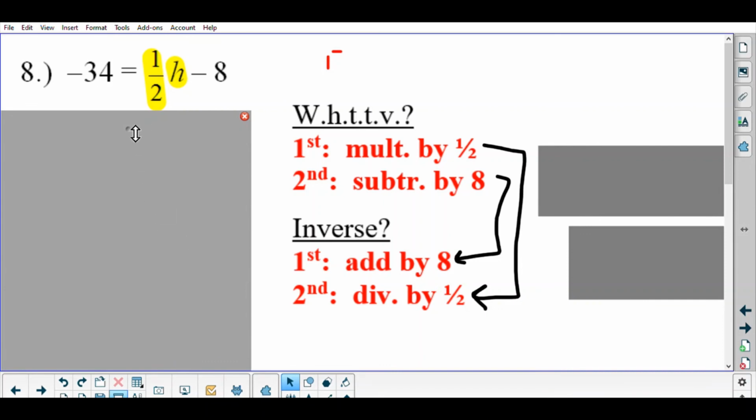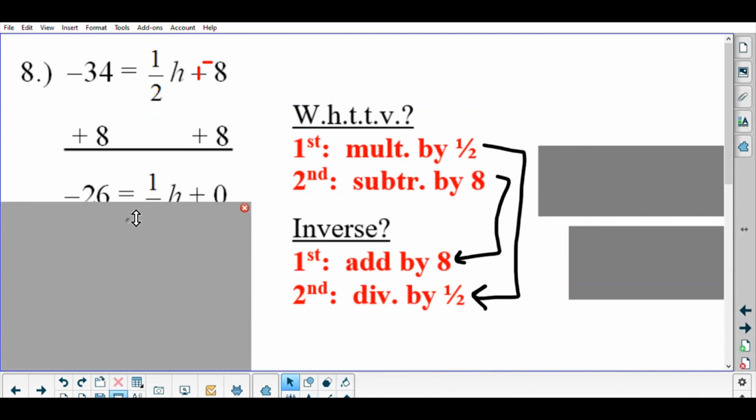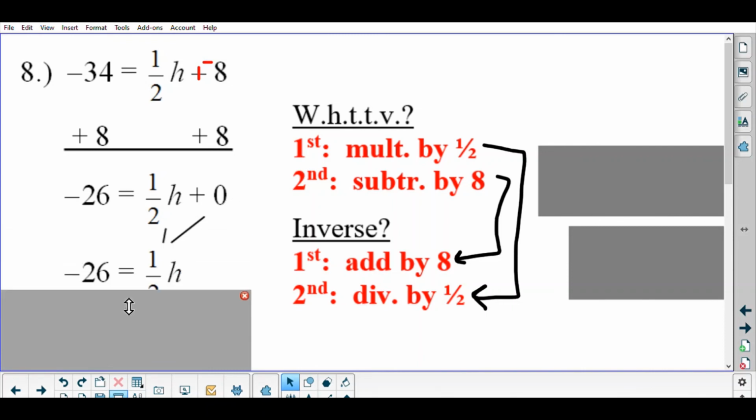Okay, add by 8 on both sides. That's what we said we were going to do first. Hopefully you have it lined up just like you see here on my screen, underneath the negative 34 and underneath the minus 8. Speaking of the minus 8, make that adding the opposite. Now let's work down. Negative 8 plus 8 is 0 on the right-hand side. Negative 34 plus 8 is negative 26. 1/2 h plus 0 can simplify to just the 1/2 h.